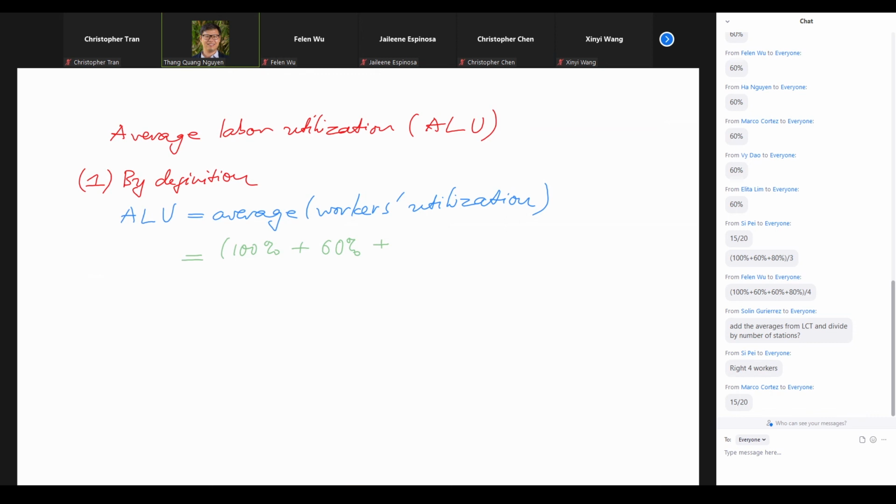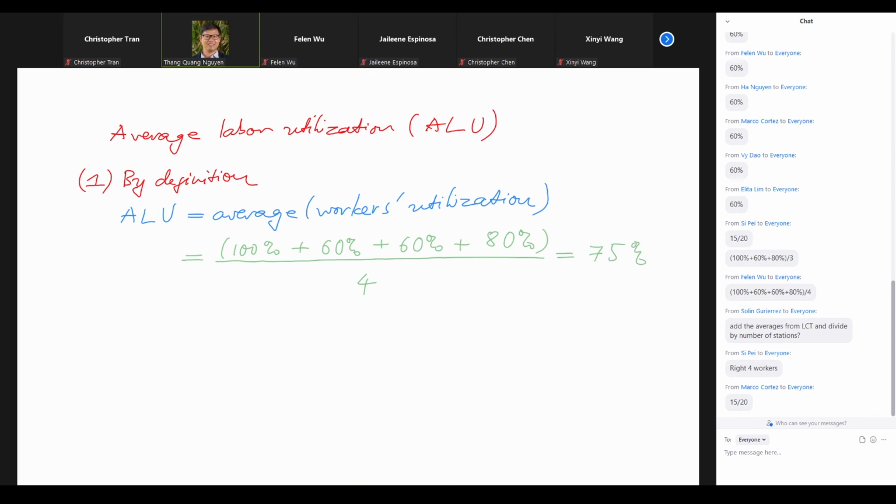So for the third worker, we should have 60%. The second and the third are working at station 2, so both of them are 60% utilization. And the fourth worker is at station 3, that worker's utilization is 80%. So the average is we sum up the 4 numbers divided by 4, right? In this case, if you calculate it, it's going to be 75%.